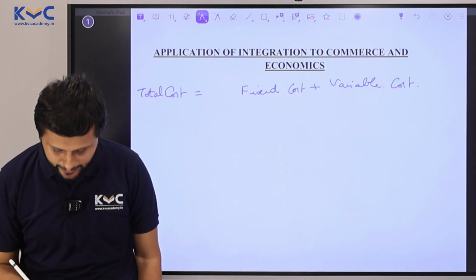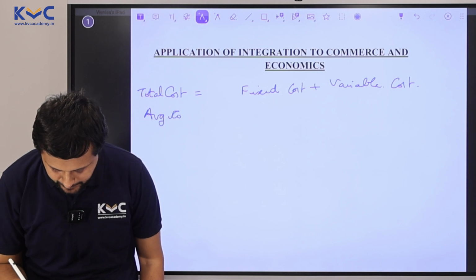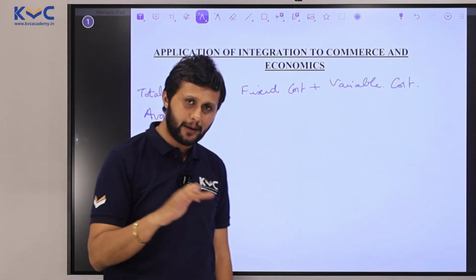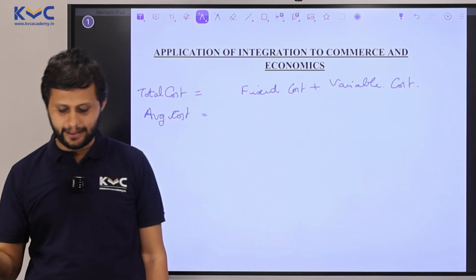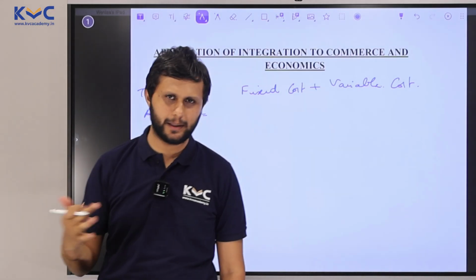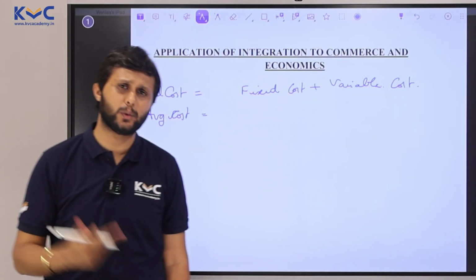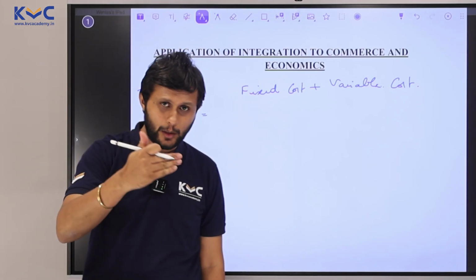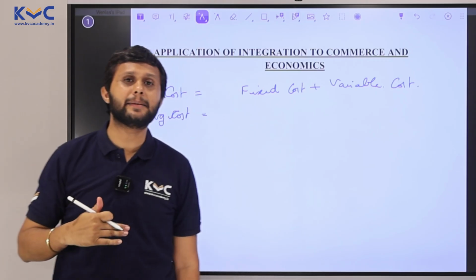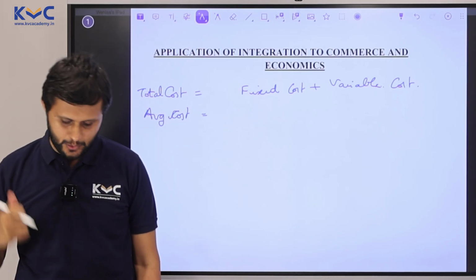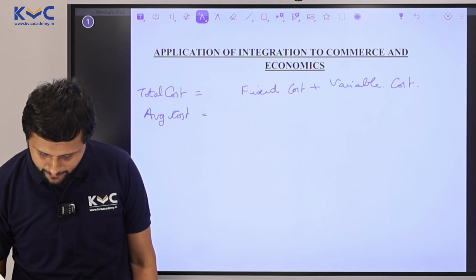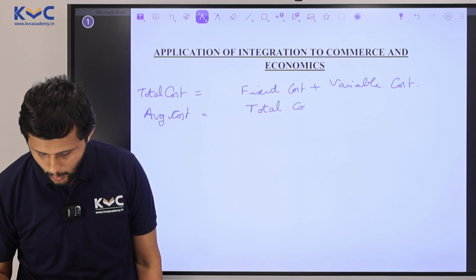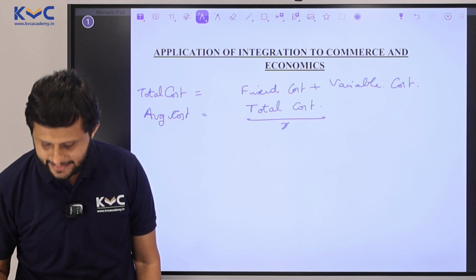Next we'll go to average cost. What do you know about the average? The cost that we have on an average per unit. So it is average cost per unit. How do we calculate average? If we have n number of things, we add all those things and then divide by n. Even over here, we have average cost equal to total cost divided by x.